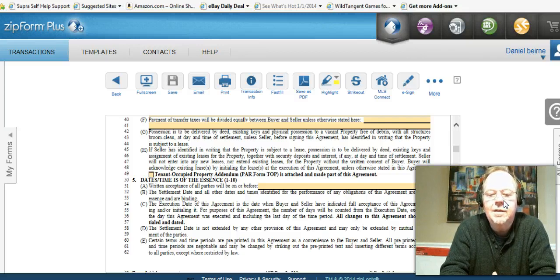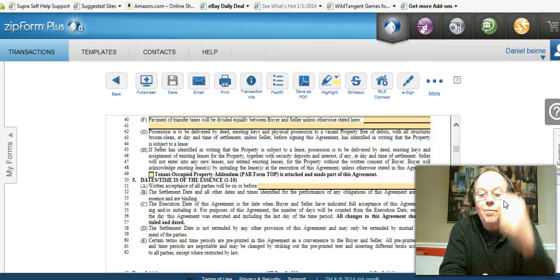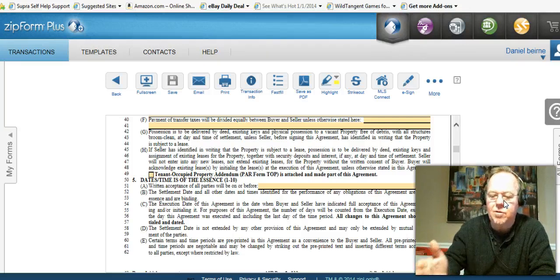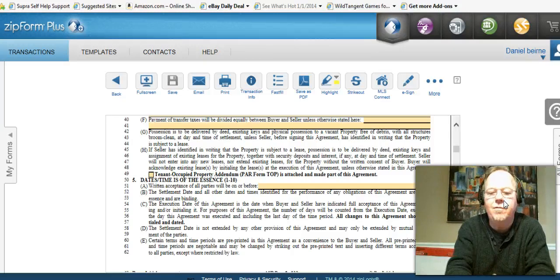The execution date is the date on which the buyer and seller have indicated full acceptance. For the purposes of this agreement, the number of days will be counted from the execution date, excluding the day the agreement was executed. For example, if someone made an offer 3 days ago and the buyer and seller accepted that contract in writing today, the beginning of any dates being counted in this contract will begin tomorrow. So today is day 0, tomorrow is the first day.